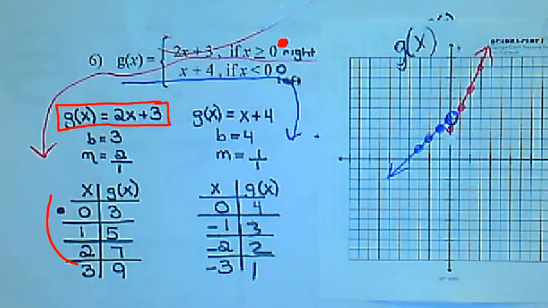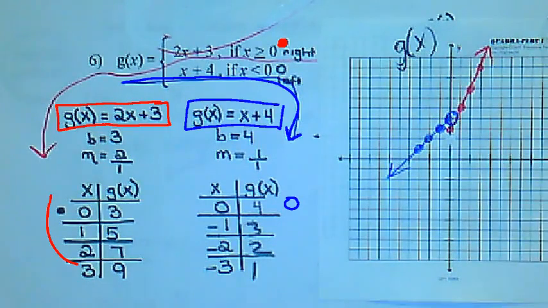And then for the second part of our function, the second piece, that's in the blue. Okay, x is less than 0. Don't forget to start at 0, but that's going to be an open dot. And then again, we go less than, so that one should go to the left. So this is what your graph should look like.